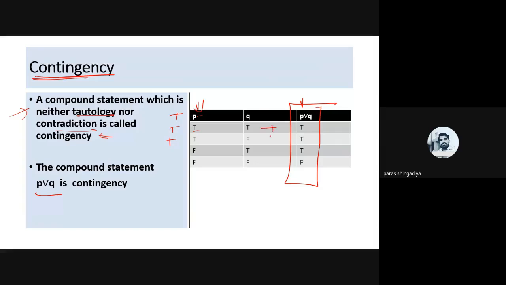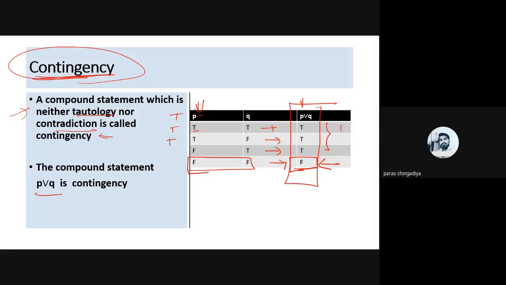Here it is T, also T, also T, and F because both values are F. So the output of P or Q involves T as well as F in this column. Not all values are T, and not all values are F. So it is true as well as false; both values are contained in this compound statement. So this is known as a contingency.